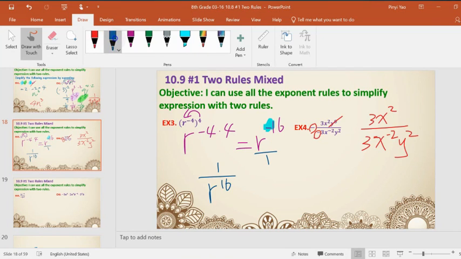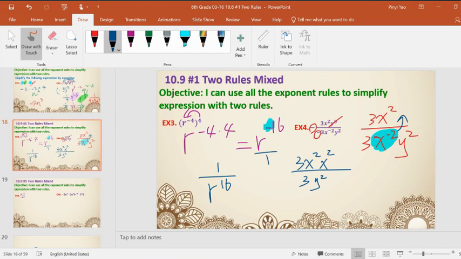Next, I'm going to be dealing with the negative exponent, which I do see right there. That one has a negative exponent. So I have 3x squared over, that is going to the top now. I have another x squared on the top. As for the bottom, I have 3y squared.